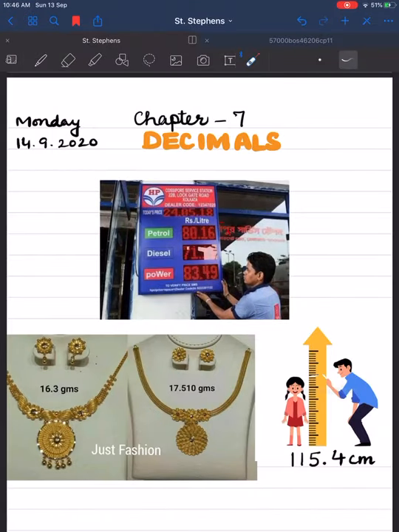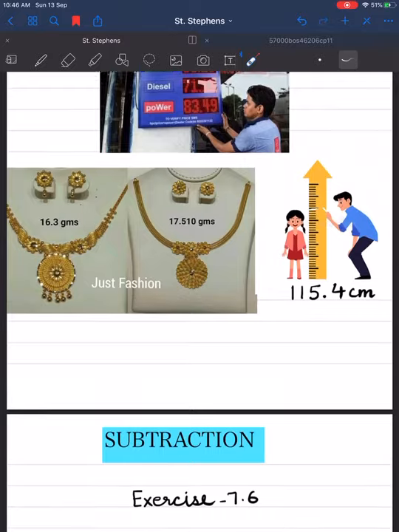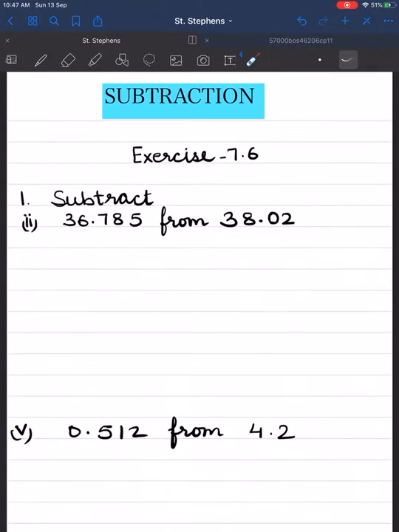Children, today in decimals we are going to do subtraction. We have to follow the same procedure as we have done for addition of decimals, but here we have to do the usual subtraction. Let's begin exercise 7.6. Question 1, second part. Subtract 36.785 from 38.02.